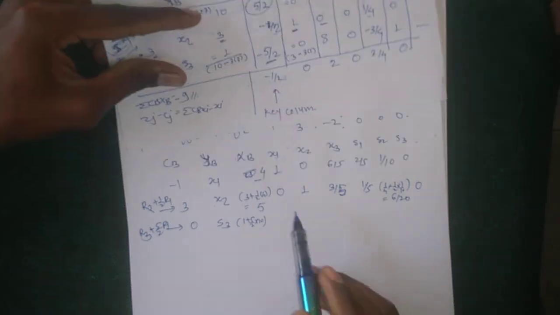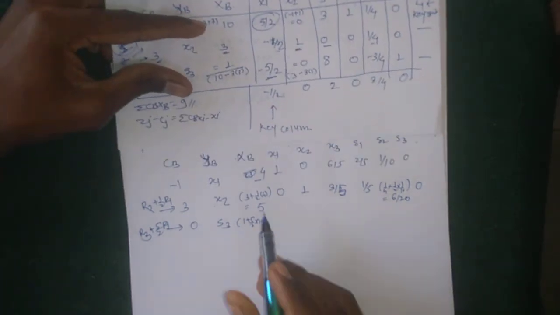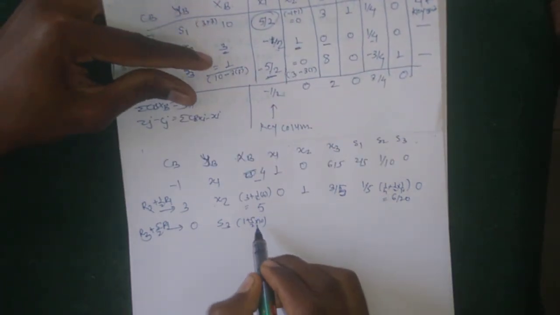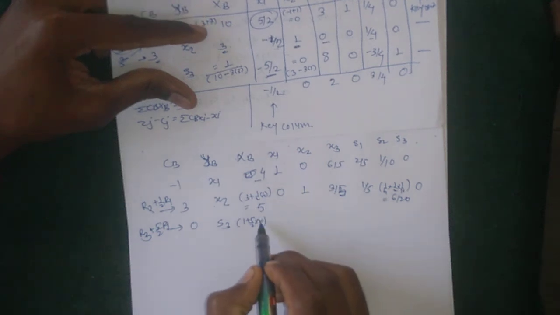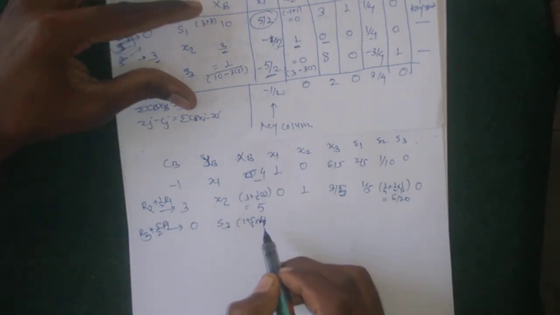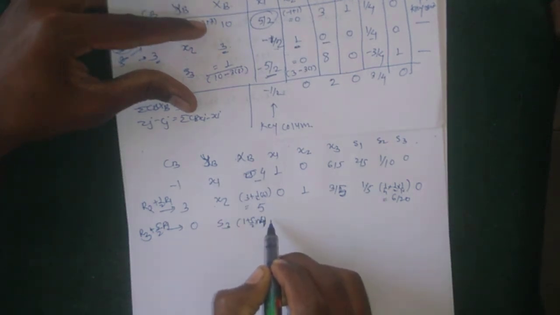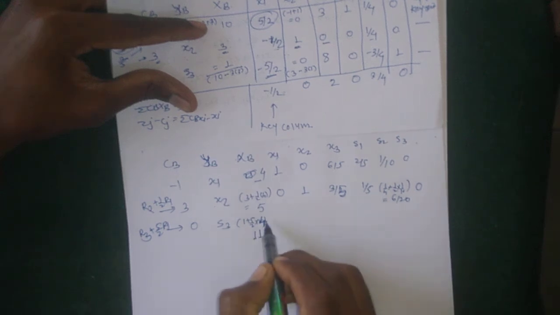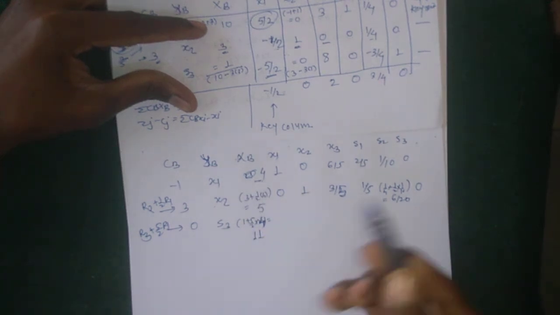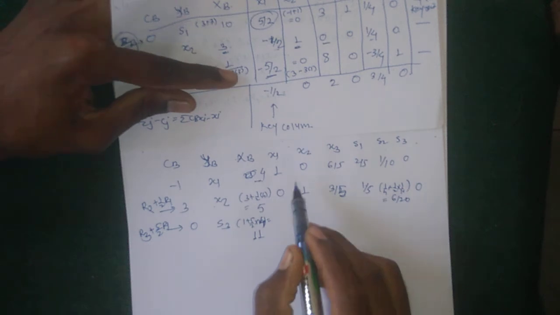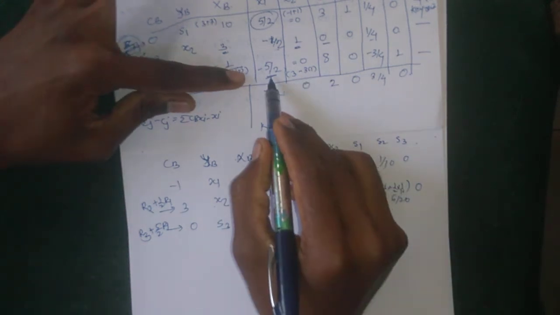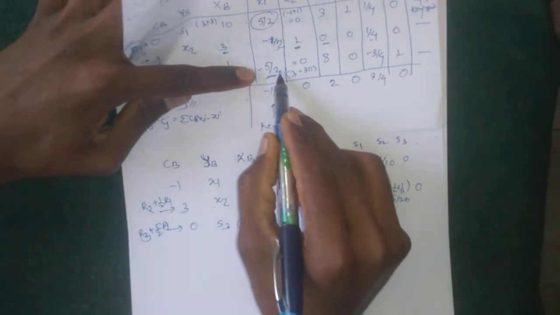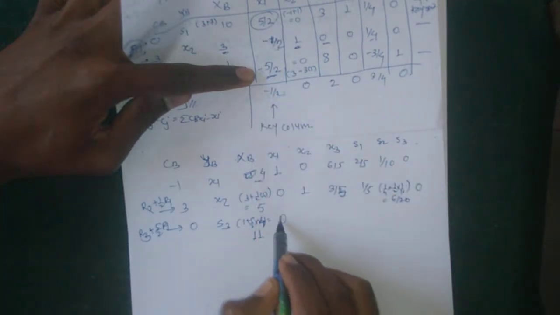Here, 1 plus 5 by 2 into 4, we get 10 plus 1, 11. This is 4. So for the second column, x1 column, minus 5 by 2 plus 5 by 2, we get 0.